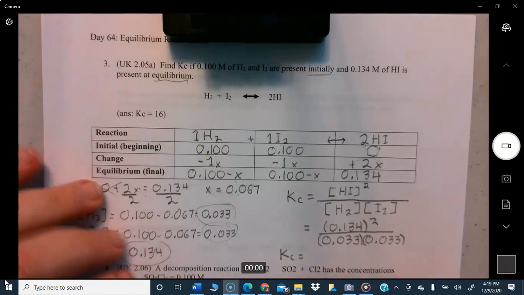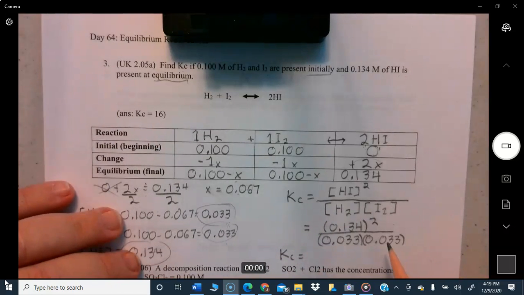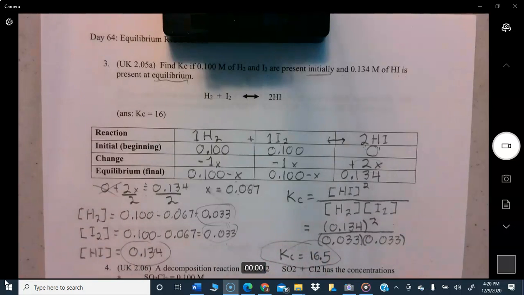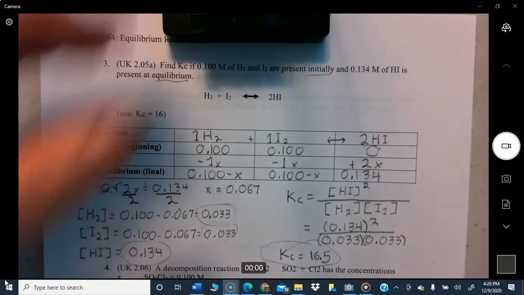I'll put 16 there. I'm not worried about sig figs right here. So that's the Kc value for this at some certain temperature. And I would state assumptions like that on the AP exam. If they didn't say that, I would say the temperature must remain constant. State your assumptions. Is it wrong if you don't? I don't know, it depends if they might expect that or not. So just be as thorough as possible.